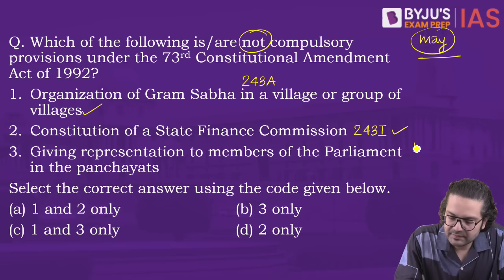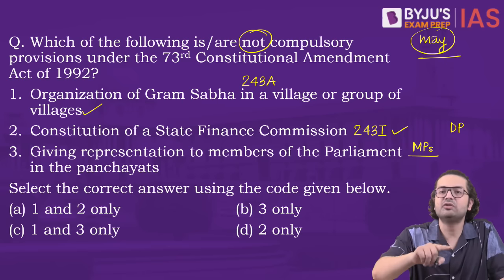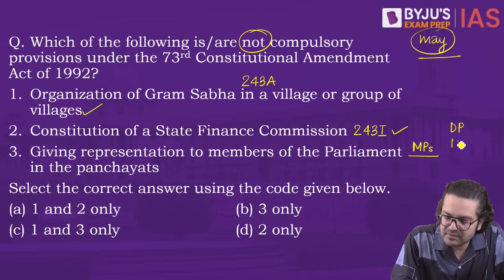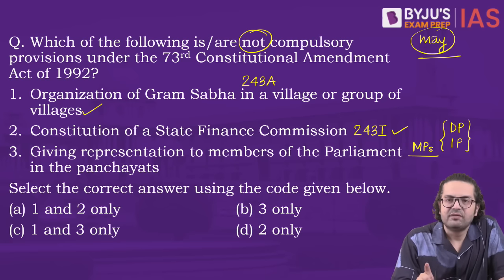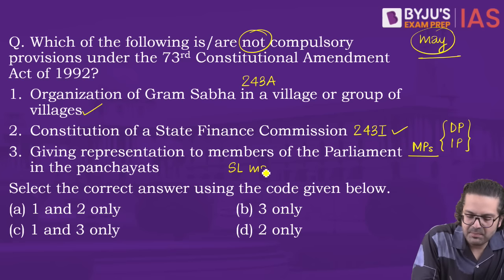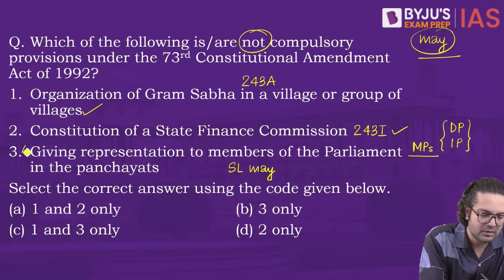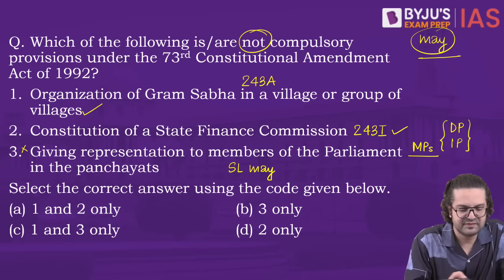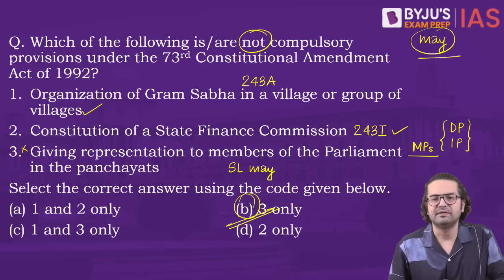So MPs can actually become members of either the district panchayat called the Zilla Parishad, or can also be members of the intermediate level of panchayat, block panchayat, taluk panchayat, etc. Whatever name you may call it. However, it is an optional provision. Why? The state legislature may by law provide for. May. This is not a compulsory provision, an optional provision. Hence 3 is the right answer. So B, 3 only is the right answer.